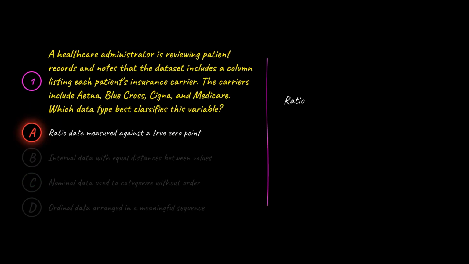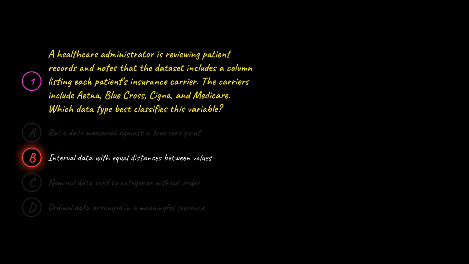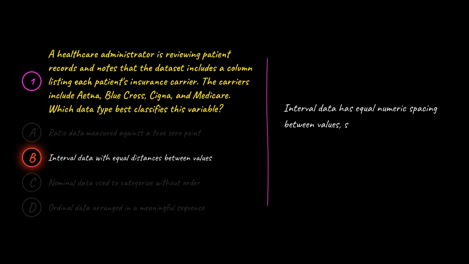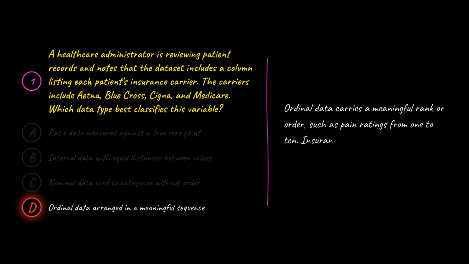A is wrong because ratio data requires a true 0 and supports proportional comparisons, like a readmission rate. Carrier names cannot be ranked against 0 or compared as ratios. B is wrong because interval data has equal numeric spacing between values, such as temperature in Fahrenheit. Carrier names are not numeric and have no spacing to measure. D is wrong because ordinal data carries a meaningful rank or order, such as pain ratings from 1 to 10. Insurance carriers carry no implied hierarchy.